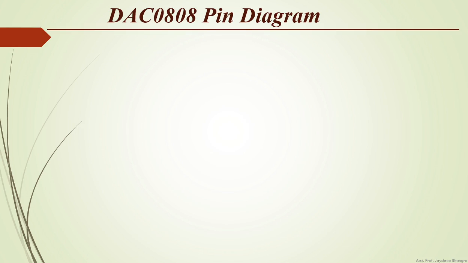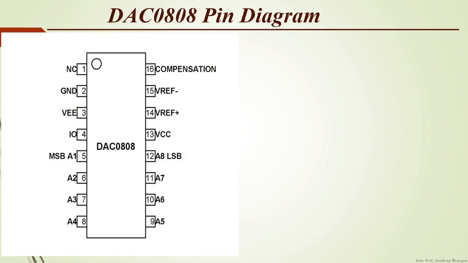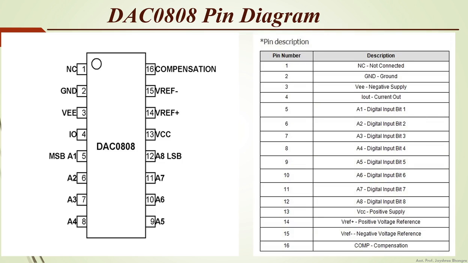So here is the pin diagram for DAC 0808. It is a 16 pin IC. It has 8 different digital inputs and 1 output pin. So here, pin 1 is not connected, that is NC. Pin 2 is a ground pin. This is used for the ground reference.